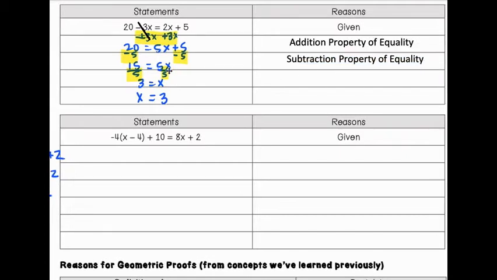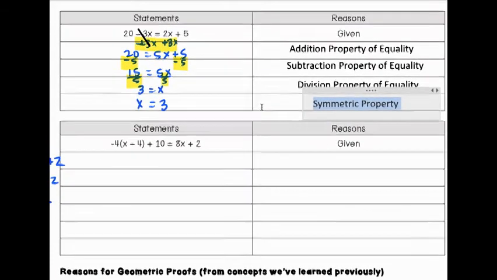Next up, I divided by 5 on each side. So that's going to be my division property of equality because, again, it was to both sides. And then finally, I have my 3 equals x, and then I had x equals 3. So that was just using the symmetric property to solve.